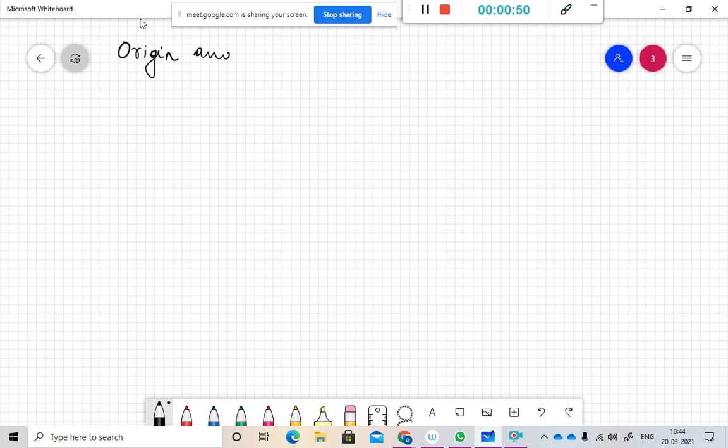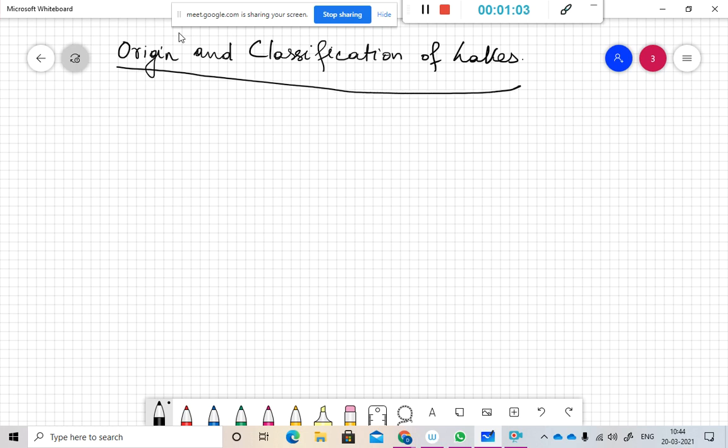origin and classification of lakes. So how do you define lakes?